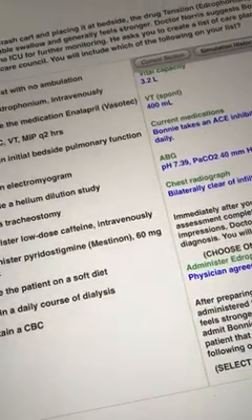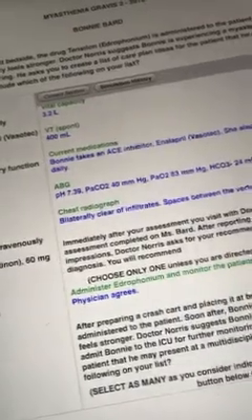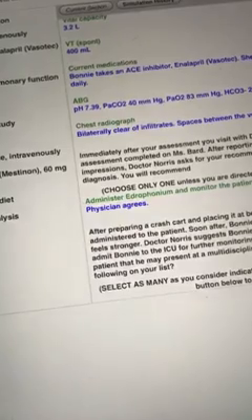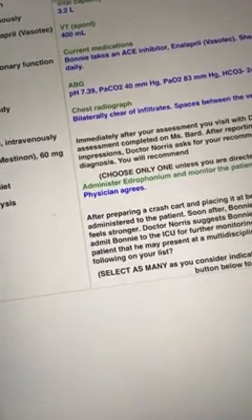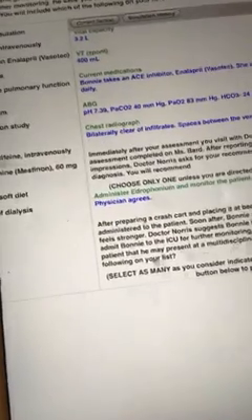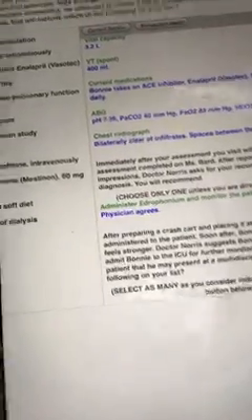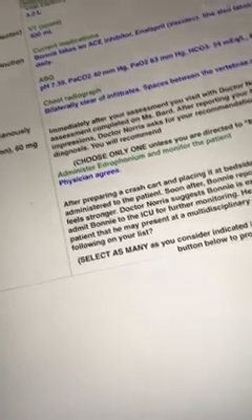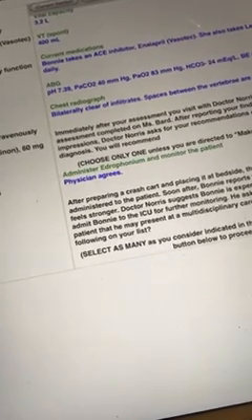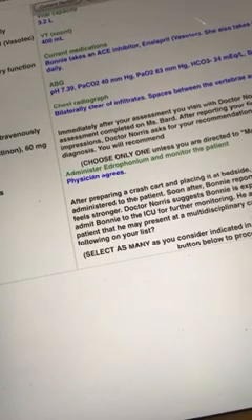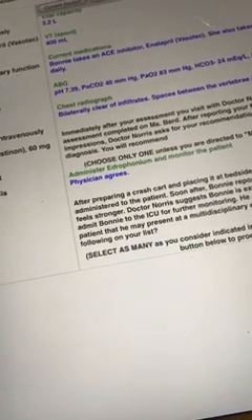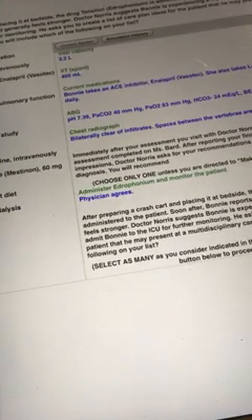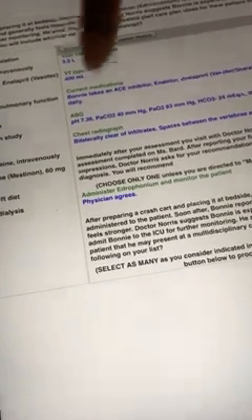Then it says after preparing a crash cart and placing it at bedside, the drug is administered to the patient, hydrophonium. Soon after, the patient reports that she's better, able to swallow, in general feels stronger. The doctor suggests the patient is experiencing a myasthenia crisis and decides to admit her to the ICU for further monitoring. He asks you to create a list of care plan ideas for the patient that he may present at a multidisciplinary care council. You will include which of the following on your list.